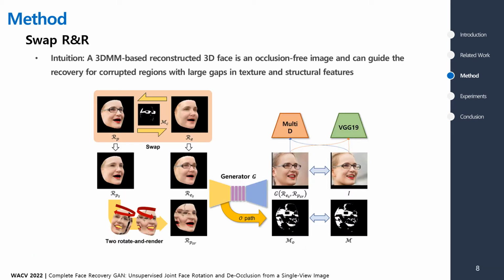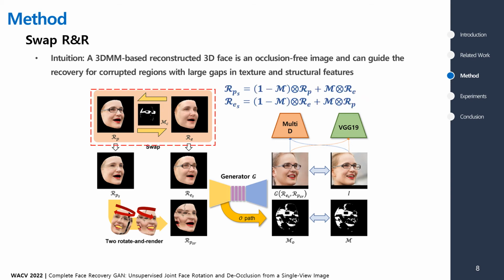Our intuition for swap-RNR is as follows. We first generate two different 3D faces with our 3D face reconstruction model. The first 3D face R_E is generated from the shape and texture parameters estimated through our model. The second 3D face R_P is created by projecting pixels of the input image onto the estimated 3D shape. Then we coarsely calculate the mask M for the occlusion area. We will explain this in the next slide.